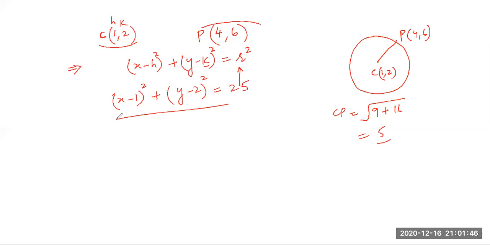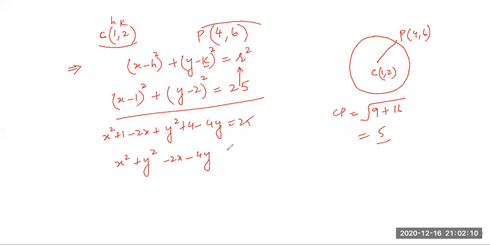Now better you solve it. This will be x square plus 1 minus 2x plus y square plus 4 minus 4y is equal to 25. So there you go: x square plus y square minus 2x minus 4y. 4 plus 1 is 5, so it will be 5 minus 25, that is minus 20, is equal to 0. That is the required equation. Okay, that's great.